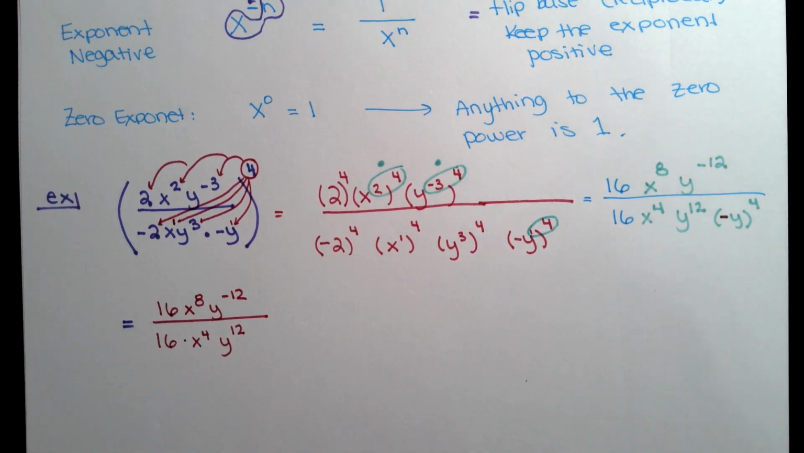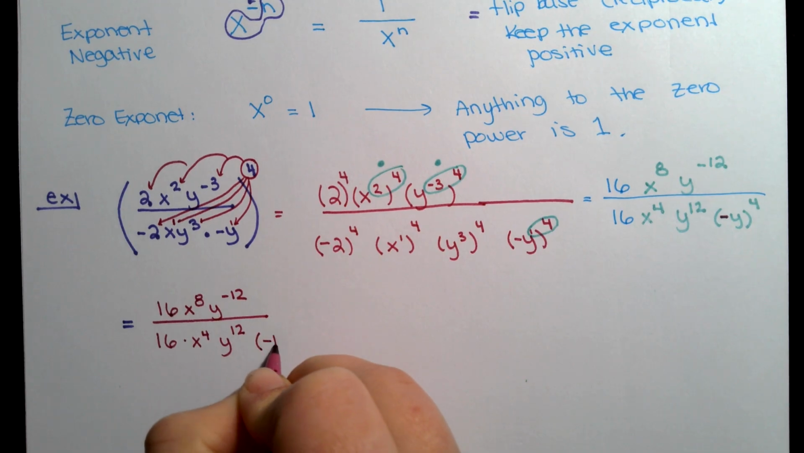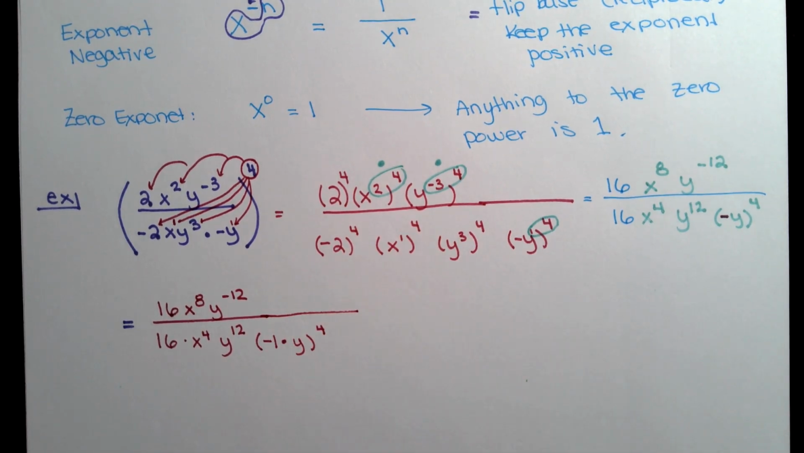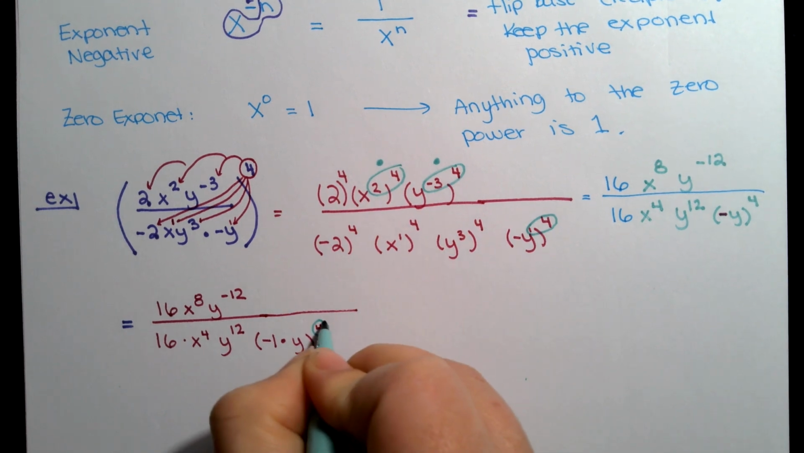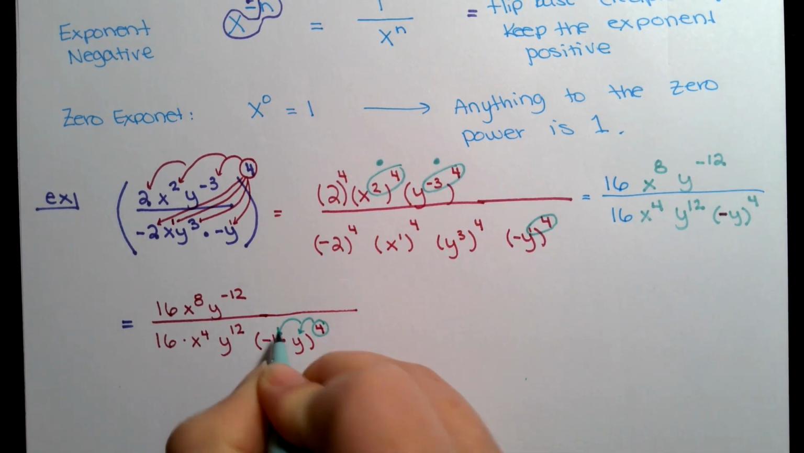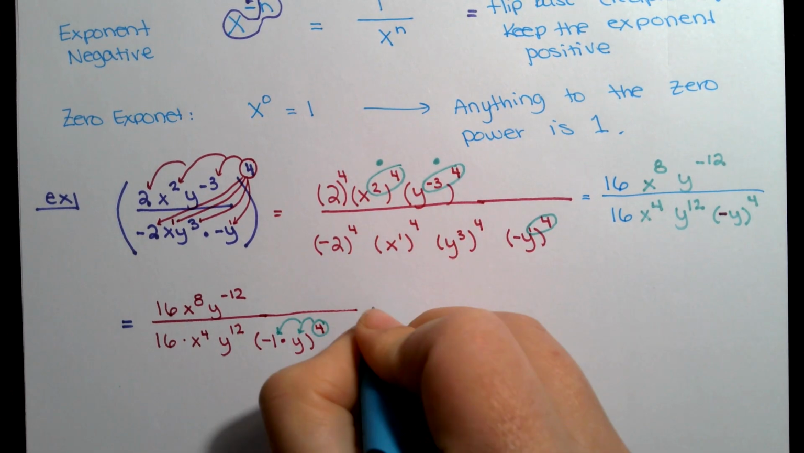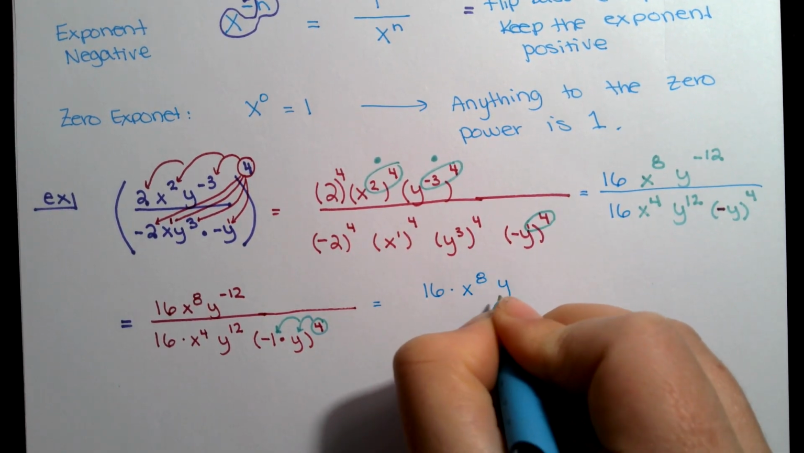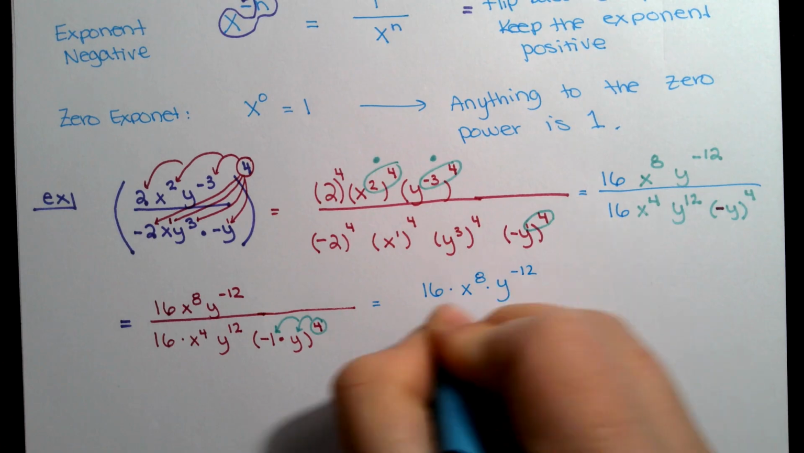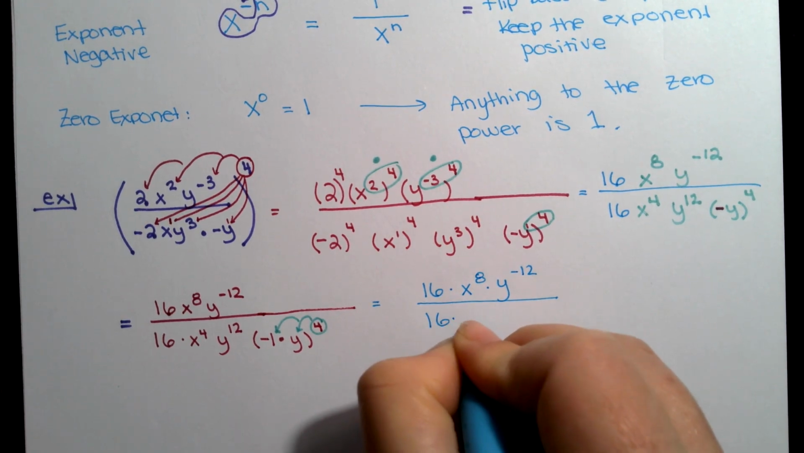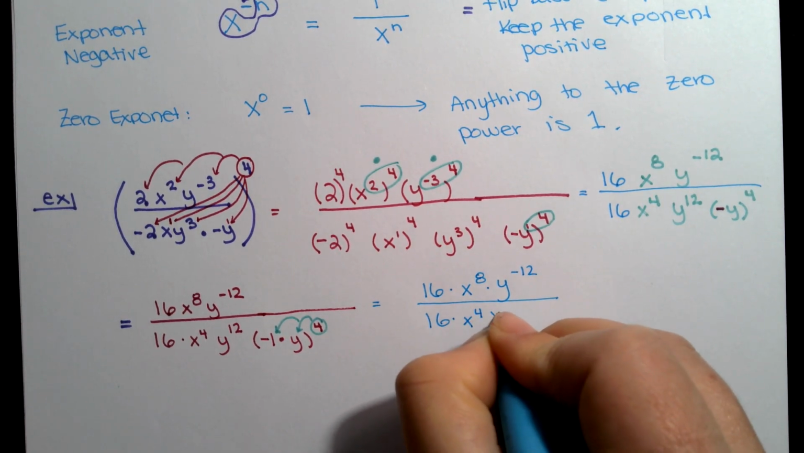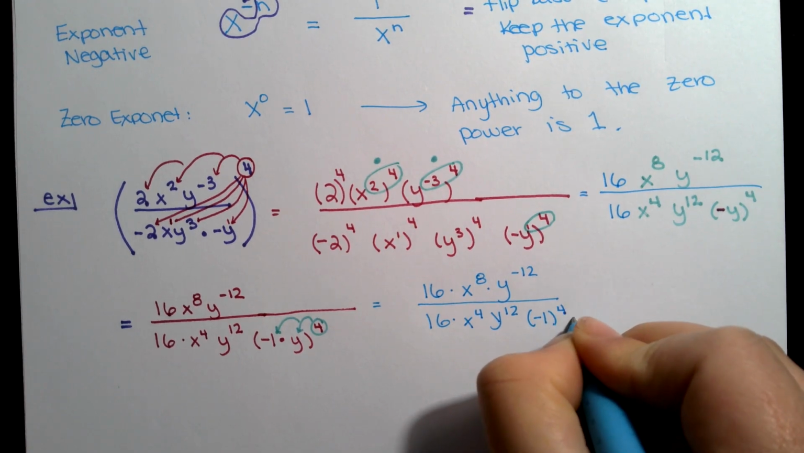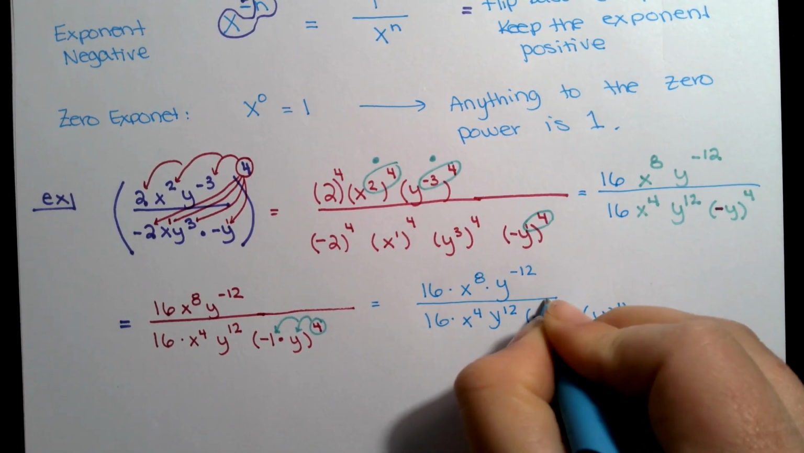This is different. So I'm going to rewrite this as negative 1 times y to the 4th power, which means that we need to bring in that 4 one more time. 4 goes on y, 4 goes on negative 1. Everything in the numerator stays the same. Yes, you can get rid of those 16s. If you would like, I'm going to do that a little bit later. So here now I have negative 1 to the 4th power and y to the 4th power.